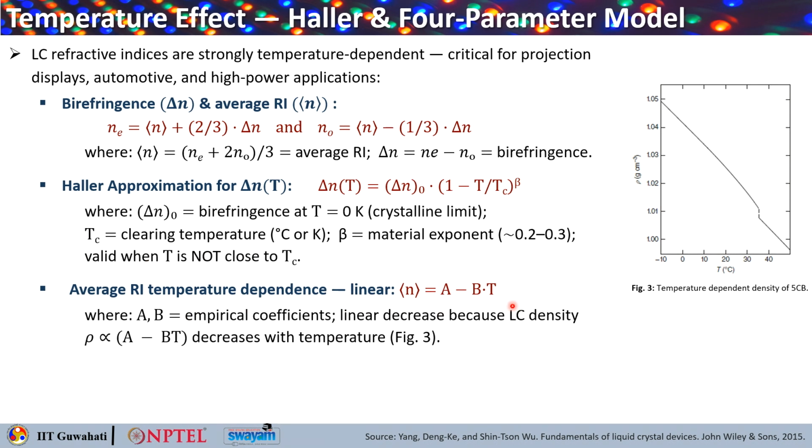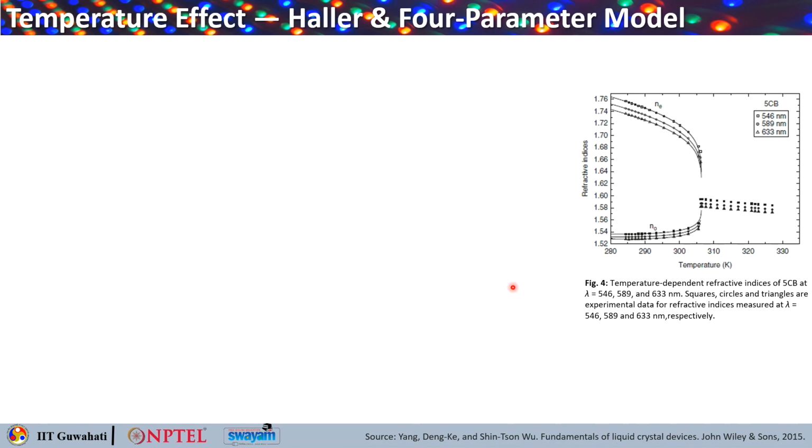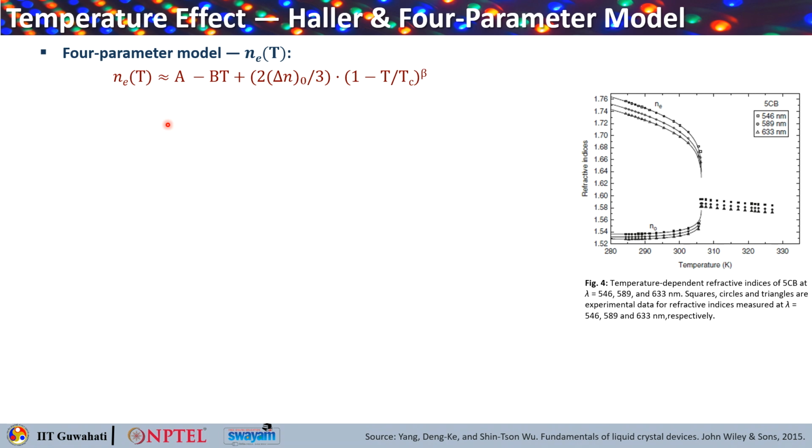So what is the average refractive index temperature dependence? Typically you will see that it is linear, because the average refractive index is A minus B times T. A and B are the empirical coefficients, as you see here, the temperature dependent density of 5CB. It linearly decreases with temperature, because rho is proportional to A minus BT, which also decreases with temperature. Now we will look into the 4-parameter model that describes N_E as a function of temperature.